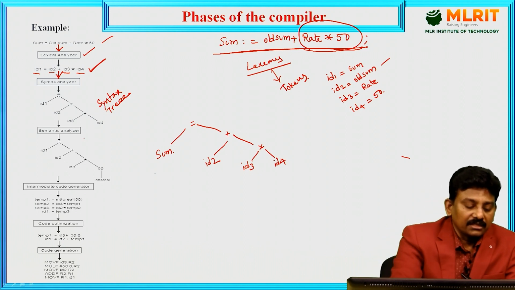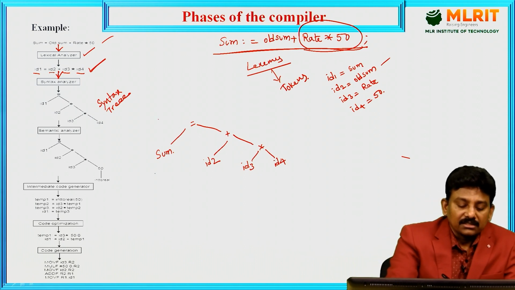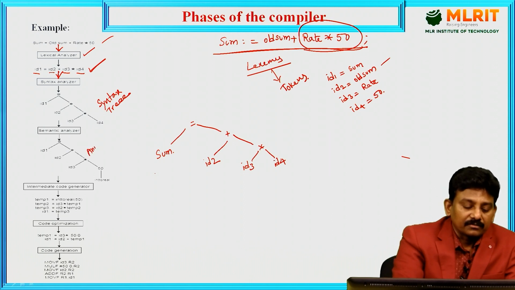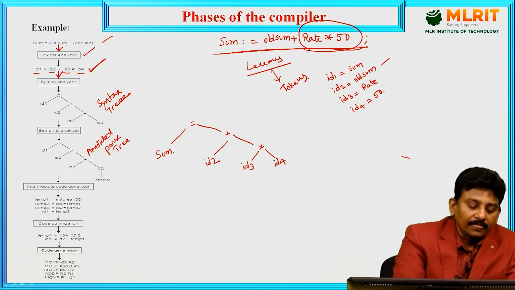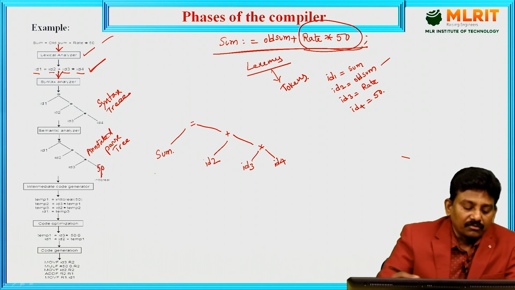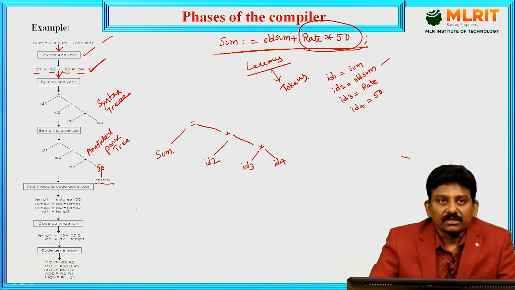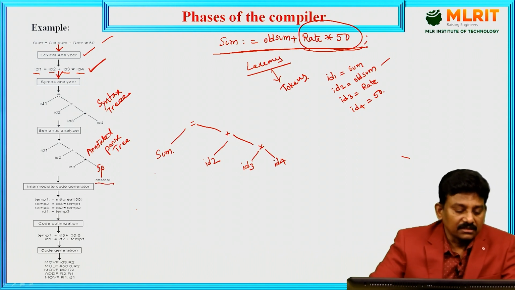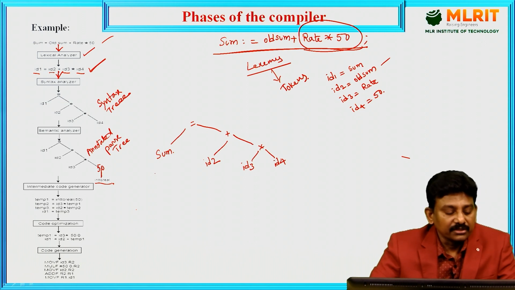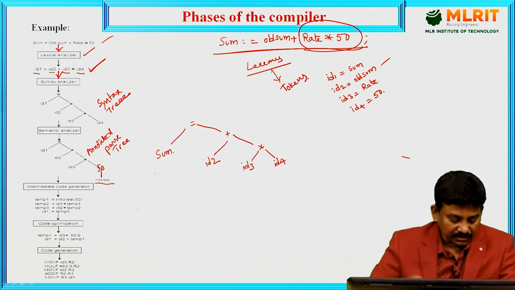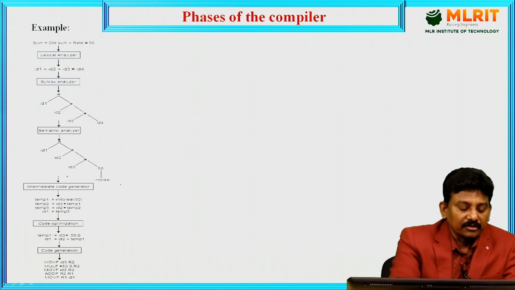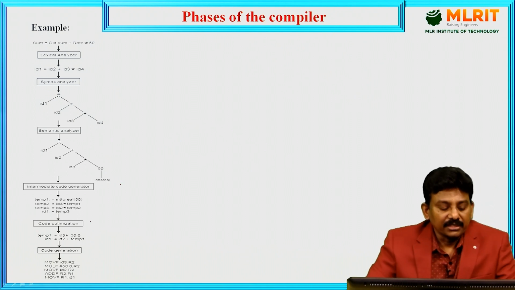The semantic analyzer will check for meaning. Here this is an annotated parse tree, or annotated syntax tree. Here 50 is an integer, but if you want to convert this 50 into real, we can convert by using this into to real. Next, this annotated parse tree is given to the intermediate code generator as input.